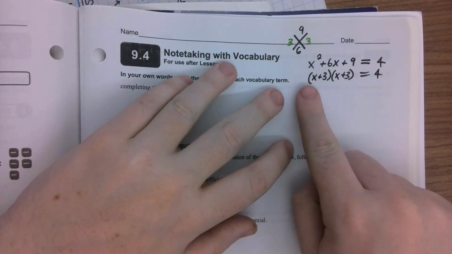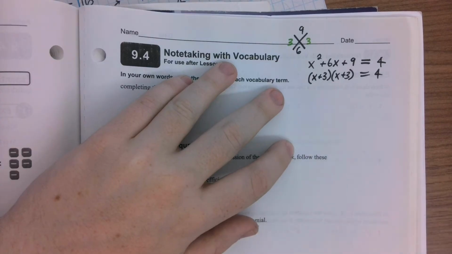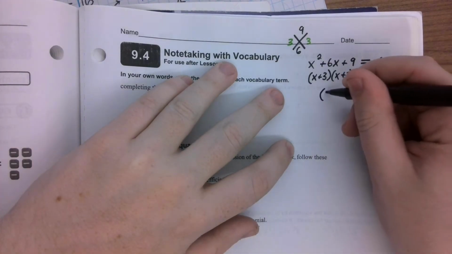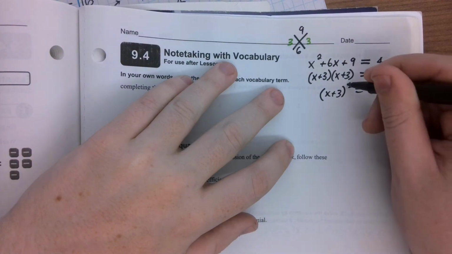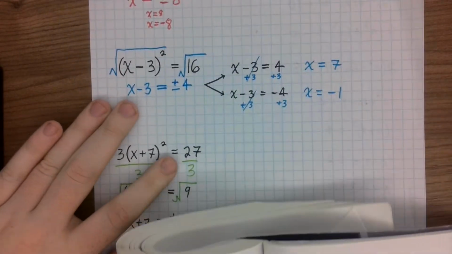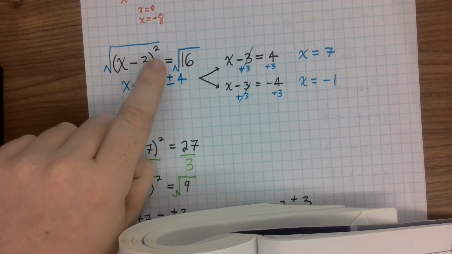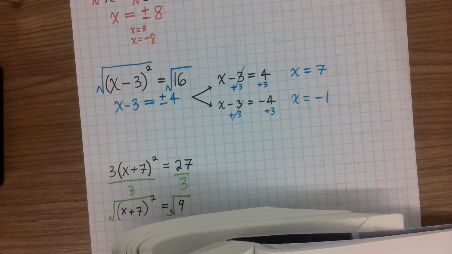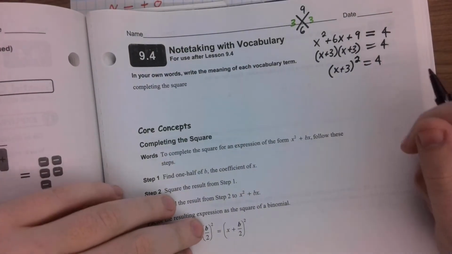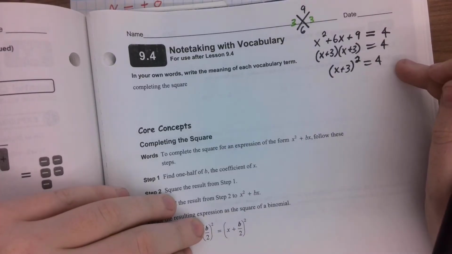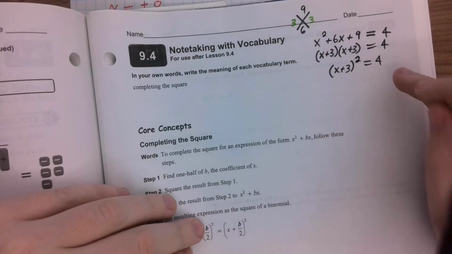And hold on a second. X plus 3 times x plus 3, well, that's just x plus 3 squared equals 4. This is just like the problems we did over here, where we had x in parentheses squared. This can be solved by taking the square root of both sides. We'd get x plus 3 equals plus 2, and x plus 3 equals negative 2.